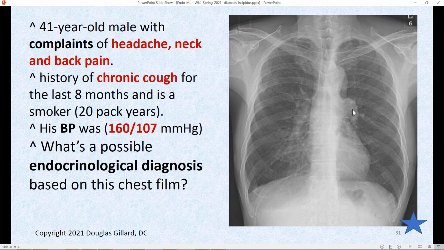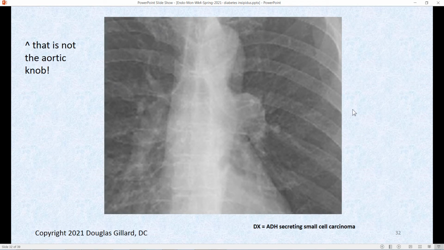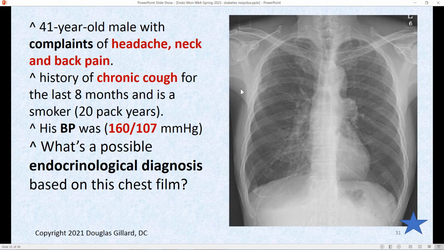That's not good. That's a big mass in the lung, and it turned out to be a tumor, a bronchogenic tumor. And it turned out to be a secretor. And what did it secrete? ADH, and that caused hypertension in this patient, and polyuria. Didn't I put polyuria? I should add that in there as well to the story. That might have helped with the diagnosis.